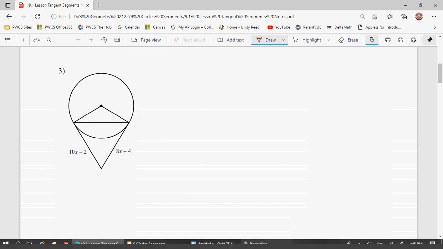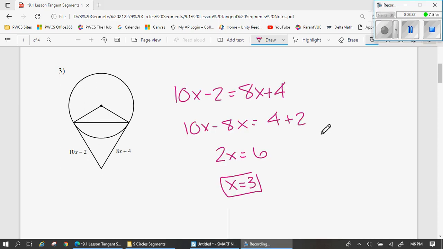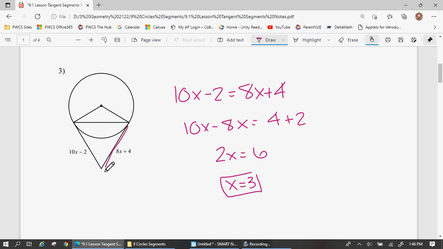So I want you to go ahead and use that idea to write an equation here and then solve this for x. Pause the video, take a second to try this, and then press play for the answer. So hopefully you set these two expressions equal to each other to make this equation, because these are both tangent segments that intersect outside the circle. When you solve this, you should get x equals 3. If you're stuck on any of this, of course, you should raise your hand and make sure you ask me for help before moving on so that we can clear up any mistakes, or I can elaborate a little bit on this for you.